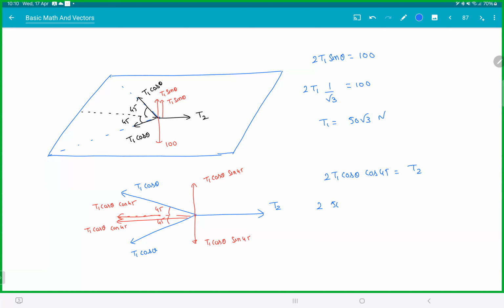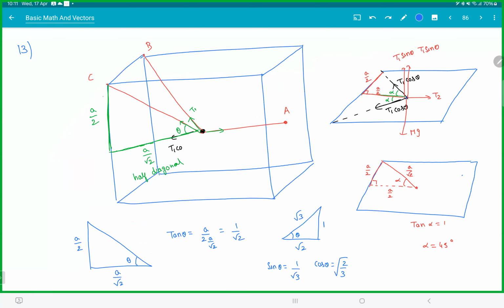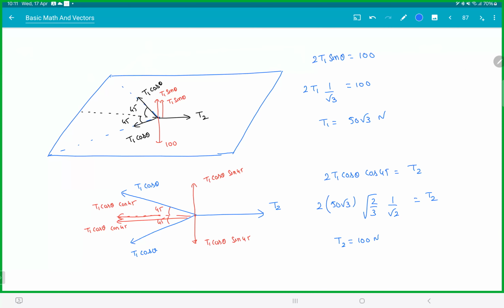T1 is how much? 50 root 3. Cos theta is how much? Just now we calculated root 2 by root 3. Cos 45 is 1 by root 2. Root 2 will cancel. Root 3 will cancel. We get T2 is equal to 100 newtons. Have a look at this. Are you able to visualize in 3D? Getting the angles right, how to get it? Oh, there are no 30s and 45s. This is some random angle with sin 1 by root 3. I don't know how much that is, I don't need to. What I need is sin theta and cos theta, which I know. Have a look at this.